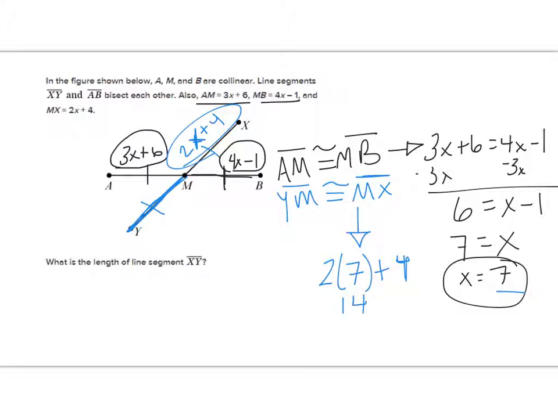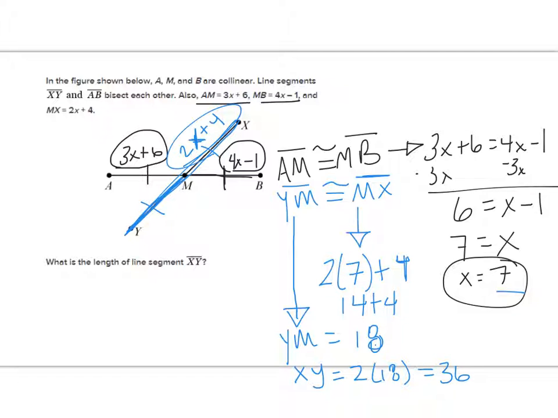So it's going to be 14 plus 4, so it's going to be 18. So I know that YM is going to be equal to 18. MX is going to be equal to 18. So then XY, which is the entire length, is just going to double that because they're both equal. So it's going to be 36.